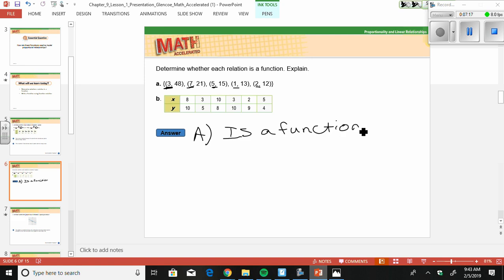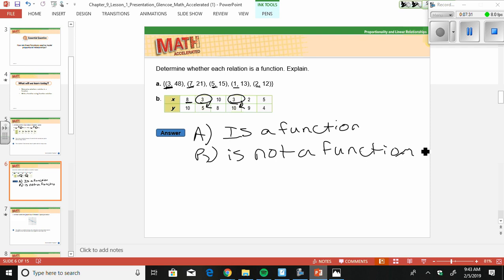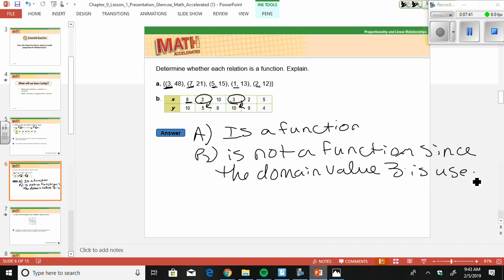And now B. So we have an 8. No more 8s. We have a 3 and we have another 3, and they're with different numbers. So B is not a function since the domain value 3 is used more than once.